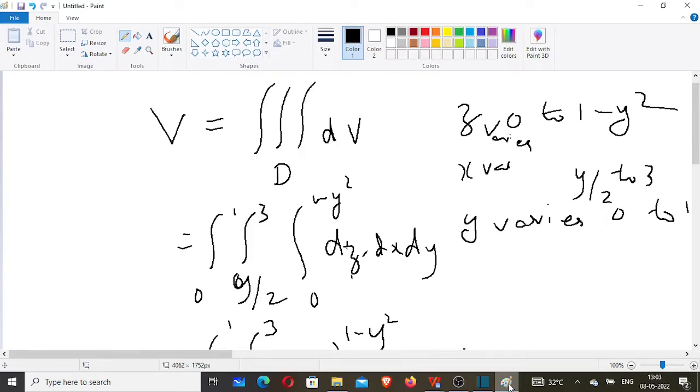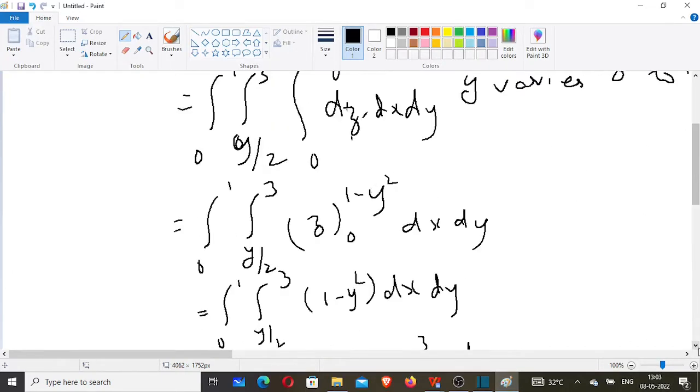So the integral is integral 0 to 1, integral y by 2 to 3, integral 0 to 1 minus y square dz dx dy. So it becomes integral 0 to 1, y by 2 to 3. When we integrate with respect to z, the value is z within the limit 0 to 1 minus y square dx dy. If we apply the upper limit 1 minus y square and the lower limit is 0, so 1 minus y square into dx dy.